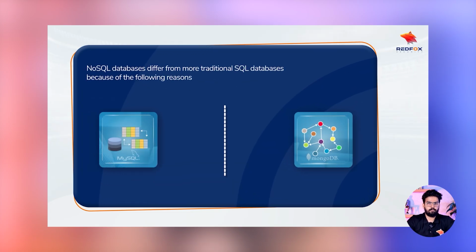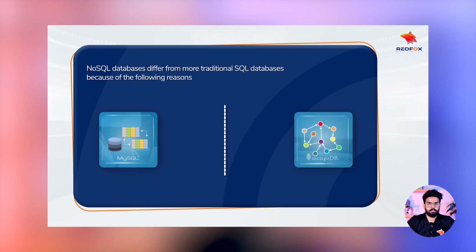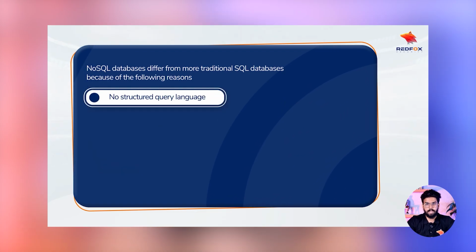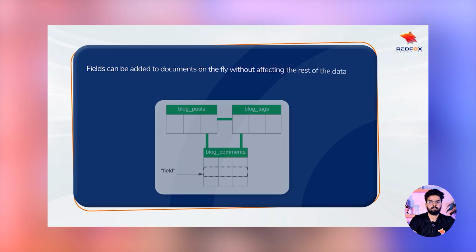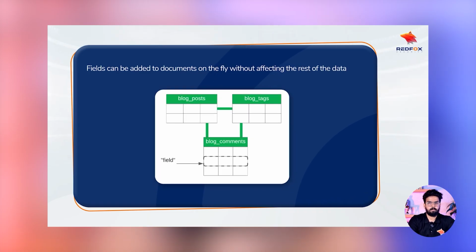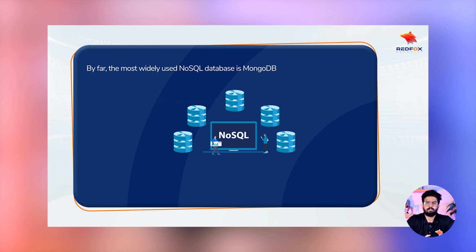NoSQL databases differ from traditional SQL databases because of the following reasons: no structured query language, dynamic schema, horizontal scalability. Fields can be added to documents on the fly without affecting the rest of the data. By far the most widely used NoSQL database is none other than MongoDB.